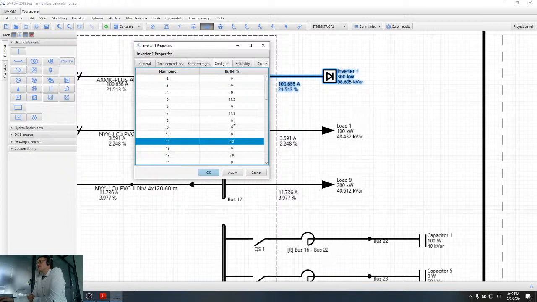So in industrial networks, most problems are with 5th and also with 7th harmonics, except, for example, if you have resonance for some higher frequency of the harmonic. So here is the idea behind the harmonics. Also, I saw one question regarding 3rd harmonics.